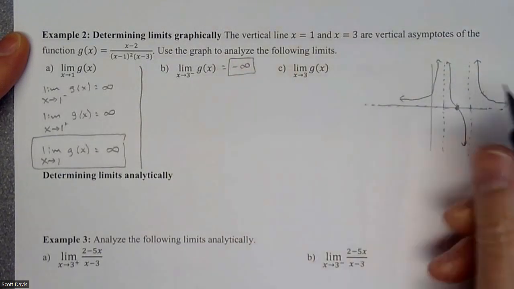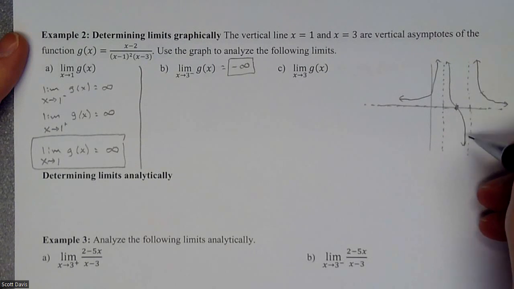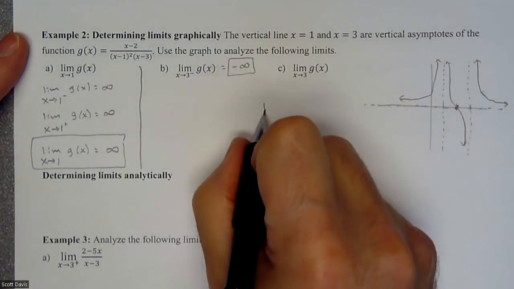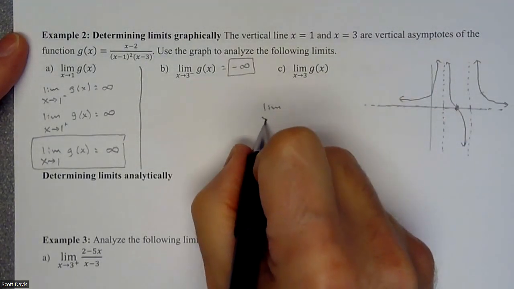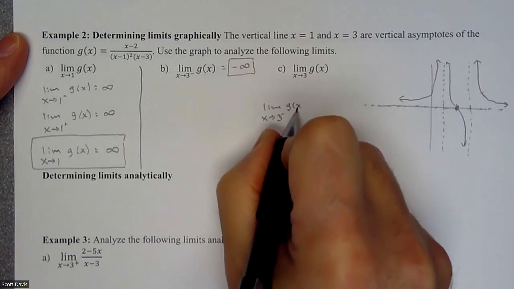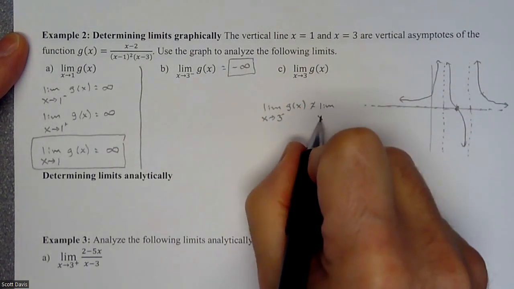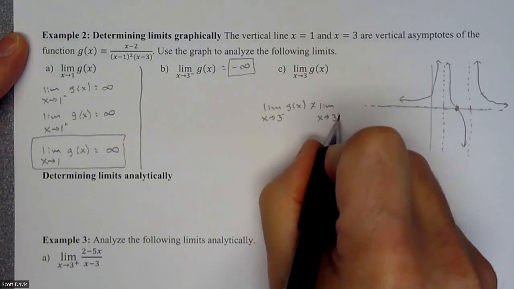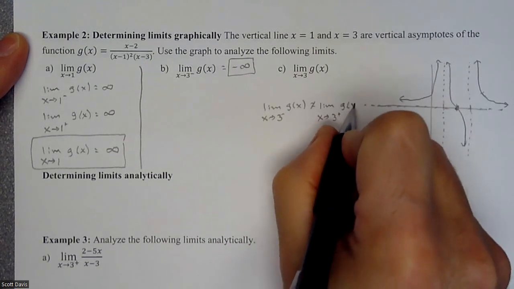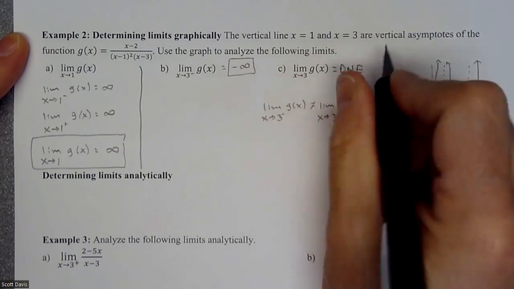And then if we approach 3 overall, the right side is going up, the left side is going down. So we have the limit as x approaches 3 from the left not equal to the limit as x approaches 3 from the right, which tells us that our limit does not exist.